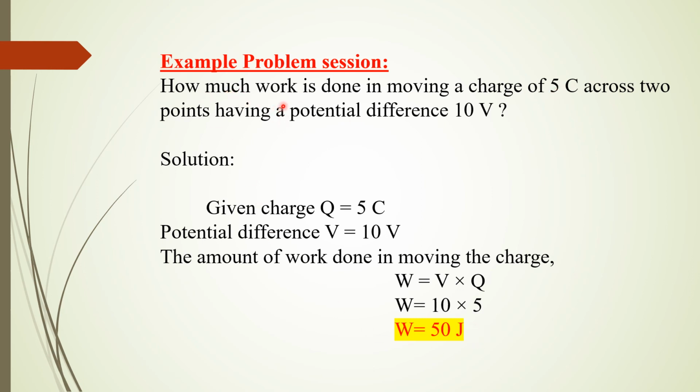We have to say how much work is done. In this case, they have given charge and potential difference. Through this, we can solve it. We should remember this formula because this is very basic. In this case, W is equal to V into Q, or V is equal to W by Q. Both are the same. Whenever you are finding V, we will have W and Q. If you are going to find W, we will have Q and V. So this is the basic situation in this case. So remember this always because this is very basic.